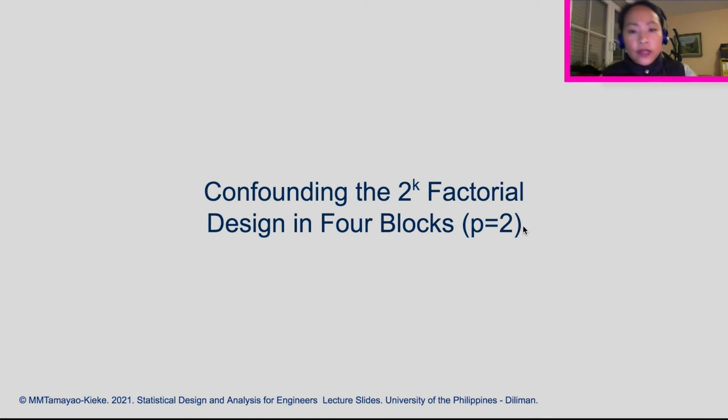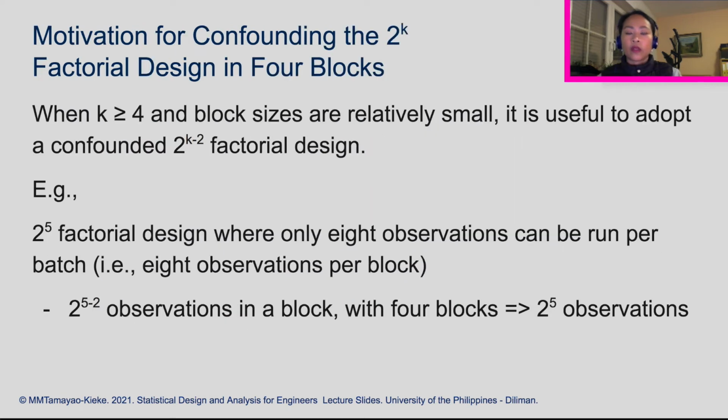Okay, so now let's move on to confounding the 2 to the k factorial design in 4 blocks. So p in this case is equal to 2. What is the motivation for confounding the 2 to the k factorial design in 4 blocks? This would be useful when your k is greater than or equal to 4 or is moderately large, and your block sizes are relatively small.